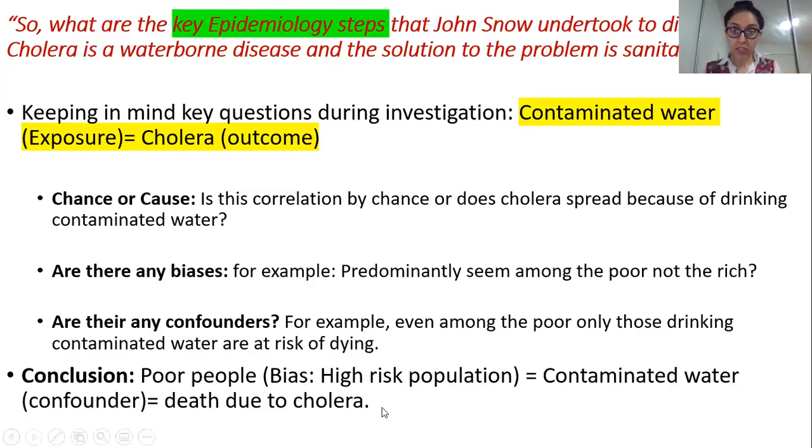And yes, the confounder over here was contaminated water. The bias over here was that individuals who are poor were a high risk population, not that rich people did not have the risk. Mind you, they were just at a higher risk. And all of this together led to mortality secondary to the cholera outbreak. So basically, chance, cause, bias, confounders.